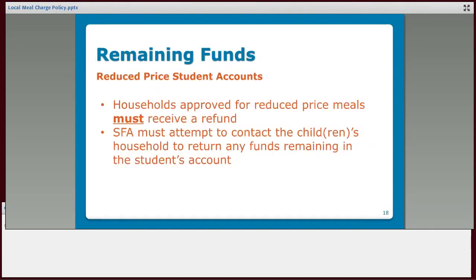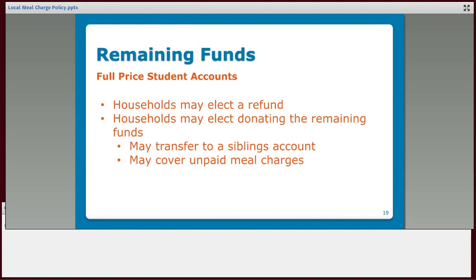Remaining funds for reduced price student accounts. Households receiving reduced price meals must receive a refund. Your LEA must contact the household with an attempt to return any funds remaining in that student's account. Remaining funds for full-price student accounts. Households paying full price for meals have multiple options. They may elect a refund, donate funds left in their account, or transfer to a sibling's account. The USDA has an excess balance donation template that can be edited and utilized and will be linked to this presentation.